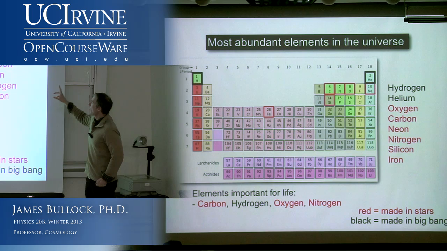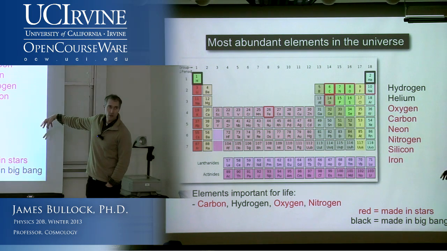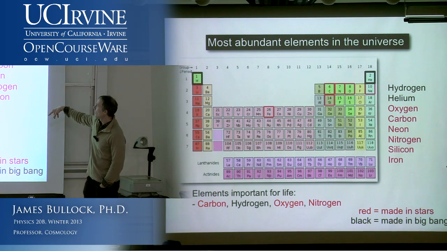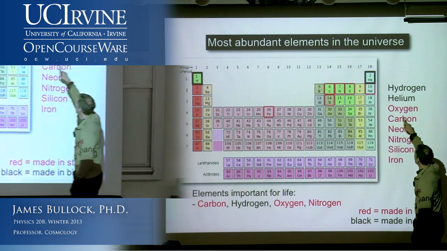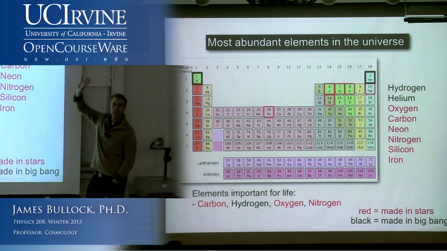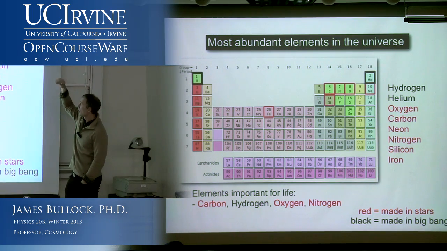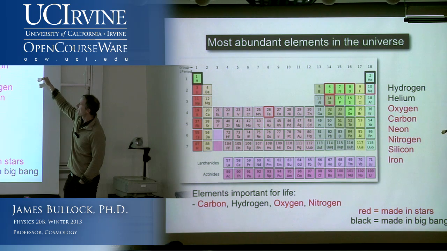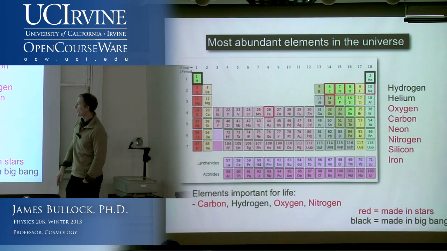These are the most abundant elements in the universe, in order here. And they're marked here on the periodic table. So hydrogen and helium are by far the most abundant elements. And then we have oxygen, carbon, neon, nitrogen, silicon, and iron.